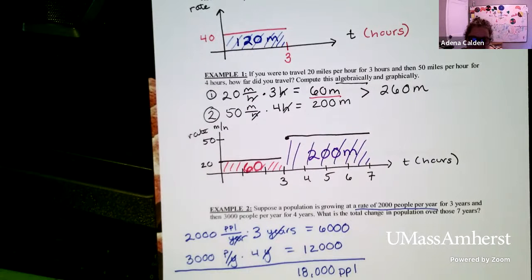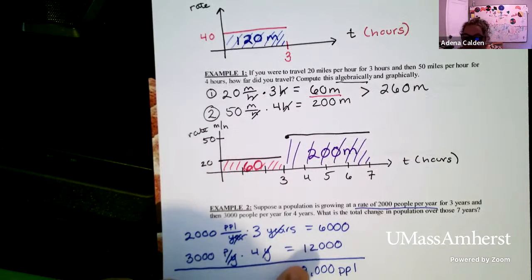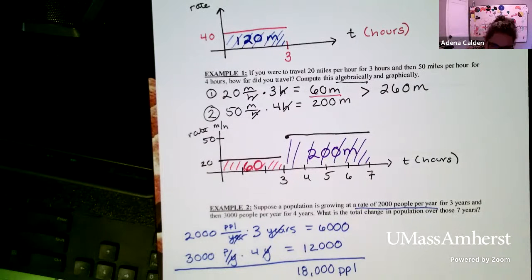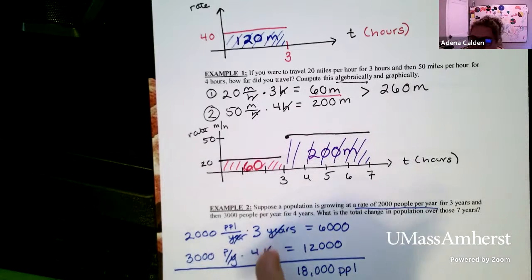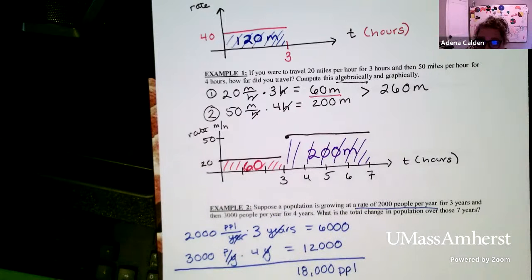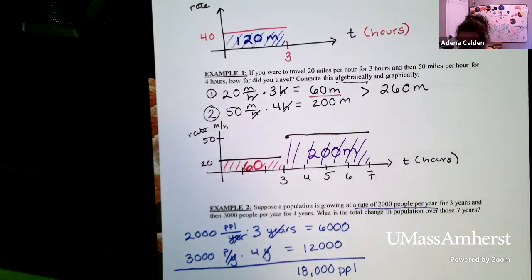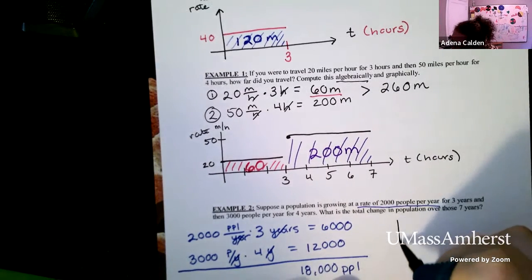If I did have that information, let's say we knew that the population started at 50,000 people, then I could add the growth to it to get the new population. But what this is telling me is how much the original function changed, how much the population grew over those 7 years, which is different than what the population is. So that's an important distinction, okay? So now let's go ahead and draw the graph.